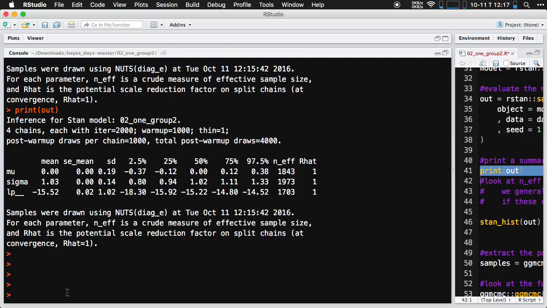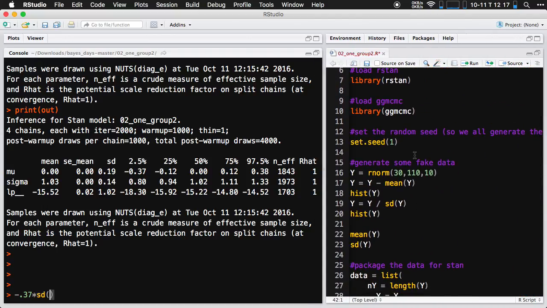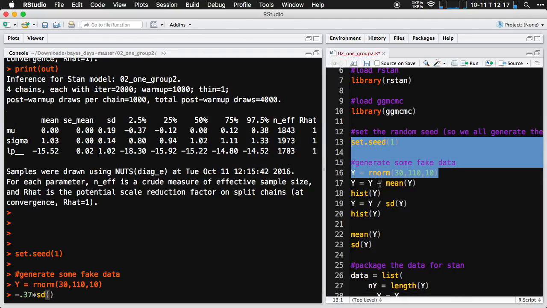So we've got negative 0.37 times the standard deviation of y, which we got rid of in the first place. We overwrote y as we did it. Happily, we presumably would have read this in from data somewhere, but I'll just rerun this bit to generate it again.